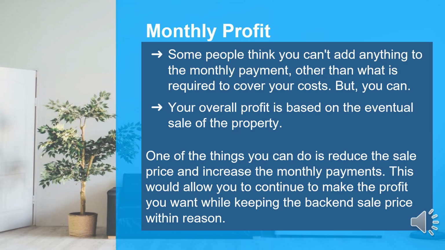For example, you can add $200 to $300 or $400 as your monthly profit and decrease the eventual sale price. What this does is, instead of making profit in the back end, you're making profit in the front end. This works very well. The reason for that is, provided the client has the cash flow, provided they have good enough income, this provides you with additional cash flow and additional income to qualify for more properties, because it adds to the overall income from the property.